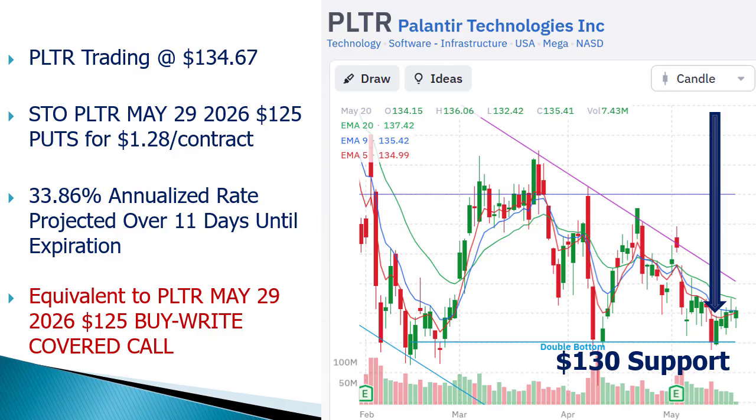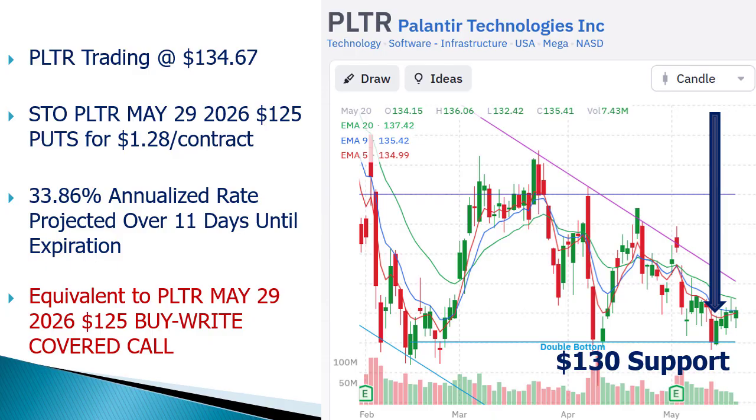Now this is important. For covered call riders, the same trade could have been constructed with a $125 buy-right covered call, meaning you buy the shares at that $134 and change share price and simultaneously sell or write a $125 covered call. There can be some subtle pricing differences between calls and puts, but both constructions of this trade, the $125 short put and the $125 covered call, want the same thing, for the stock to continue trading above $125 a share between entry and exit.